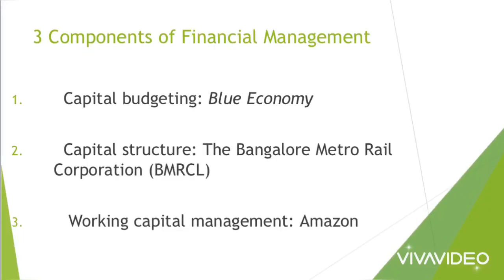Then we have 3 components of financial management. Number 1 is capital budgeting, and an example of capital budgeting is the blue economy. Number 2 is capital structure, and an example of capital structure is the Bangalore Metro Rail Corporation. The last one is working capital management, and an example of working capital management is Amazon.